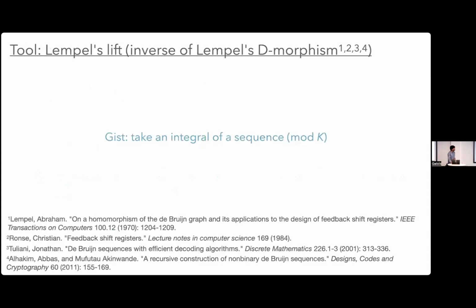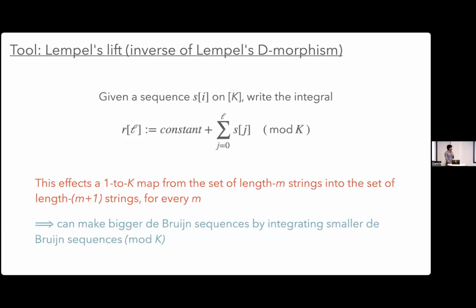We obtained an O of L time, O of L log k space general algorithm for its construction. And the central tool of this algorithm is Lempel's lift, perhaps known more widely in the literature as the inverse of Lempel's dimorphism. Yes, this is the Lempel of Lempel-Ziv, who unfortunately passed away earlier this year. The gist of this Lempel's lift is, you take an integral of a sequence modulo k. When I use the word integral, I really mean cumulative sum. And when I use the words modulo k, what I mean is you do your arithmetic and then you take the remainder from dividing by k.